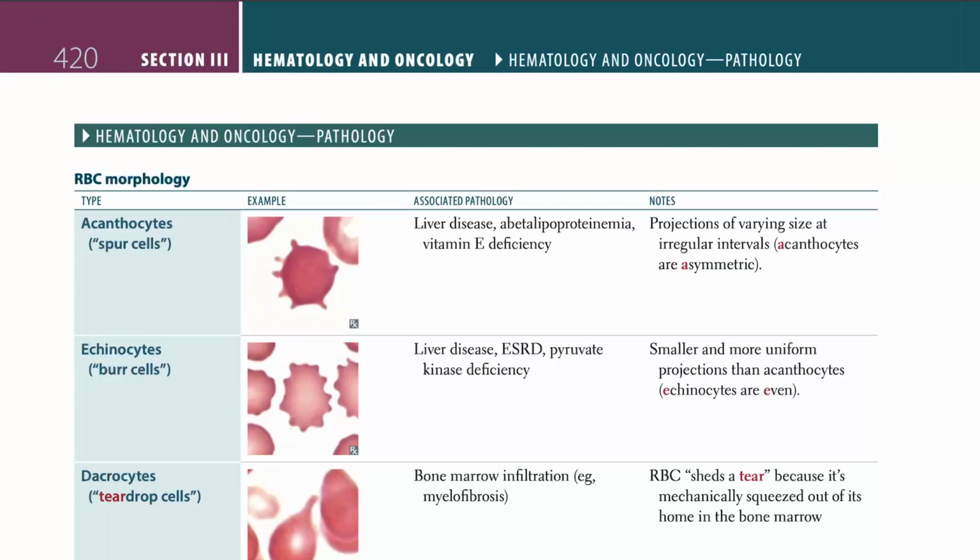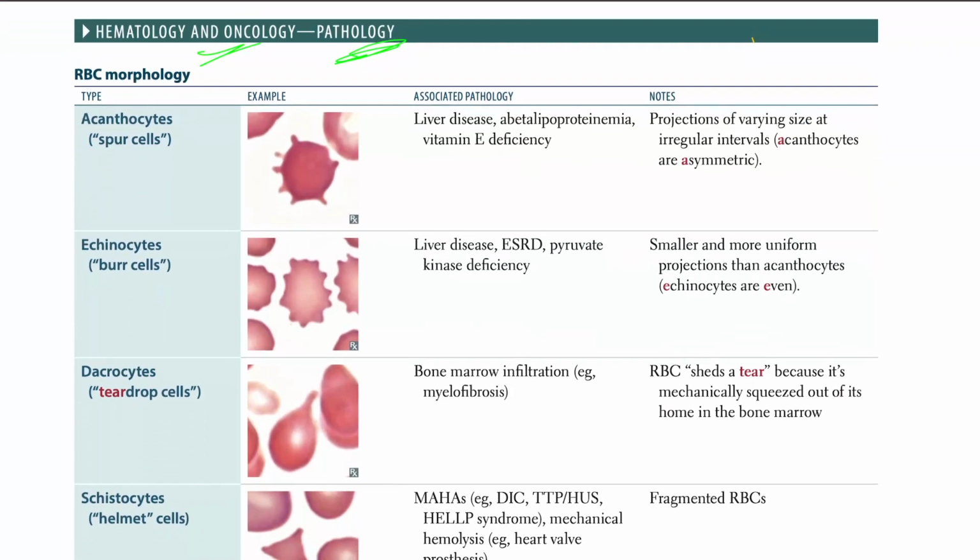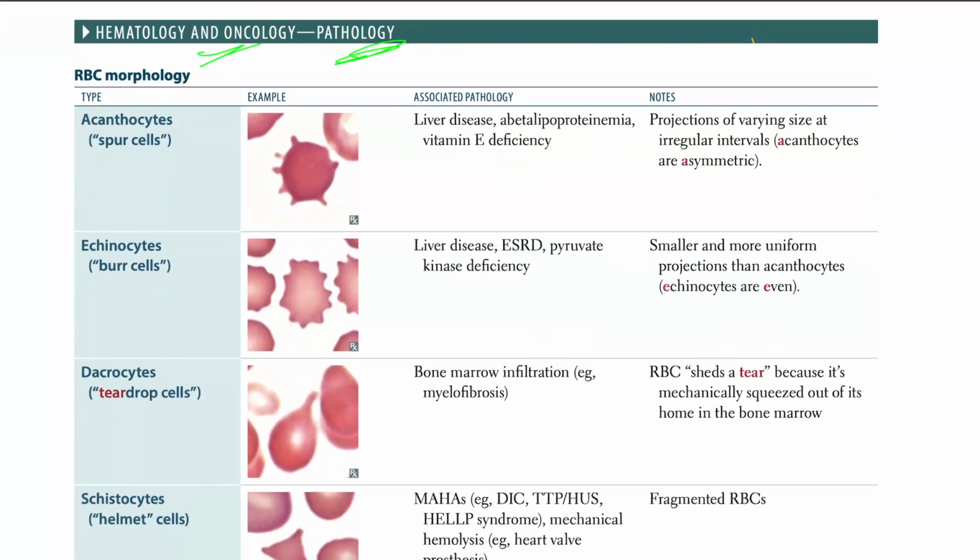Let's start with pathology, hem-onc pathology. Okay, so the first thing we have is the acanthocytes. Acanthocytes are spur cells. We have the spurs coming out of them. They are associated with liver disease.